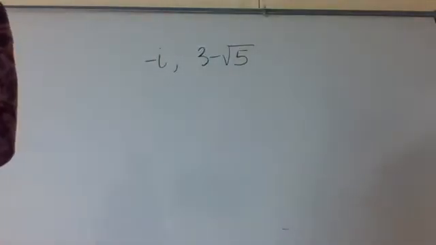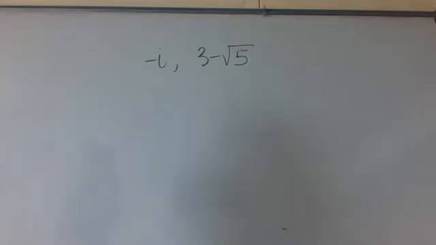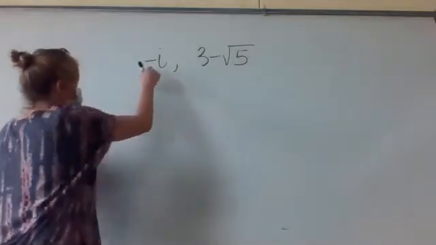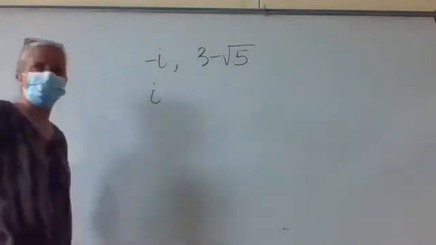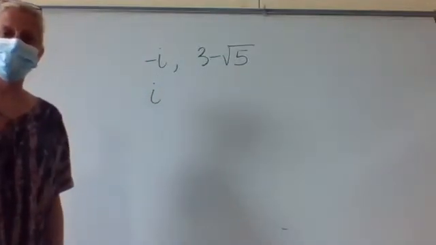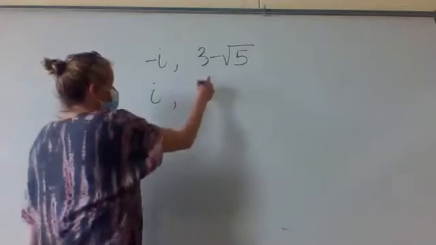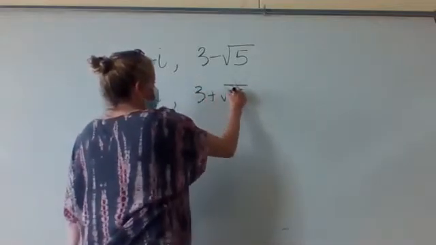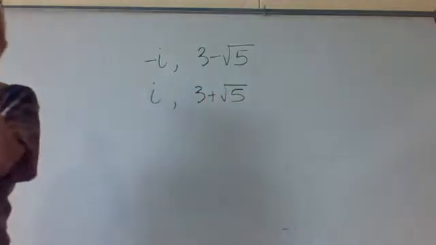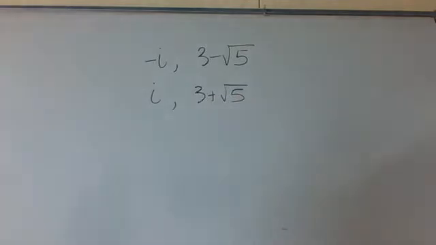it's just asking for the other zeros. What other zeros could there possibly be? Well, if negative i is a 0, then so is positive i. If 3 minus the square root of 5 is a 0, then so is 3 plus the square root of 5. Those are your other zeros. All right, so don't make that one any harder than it is.